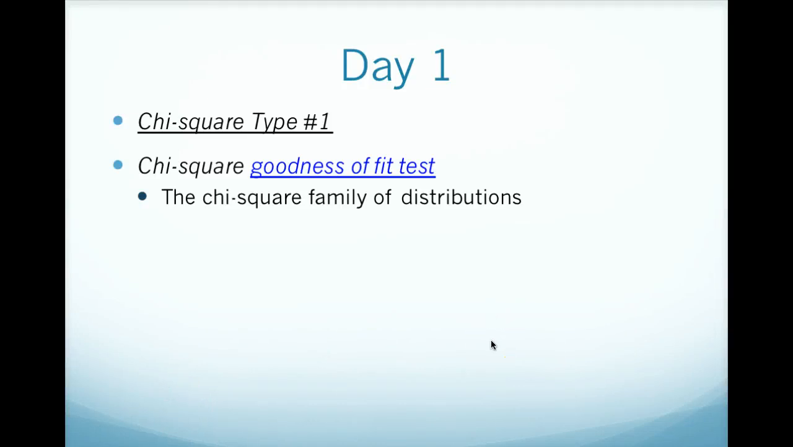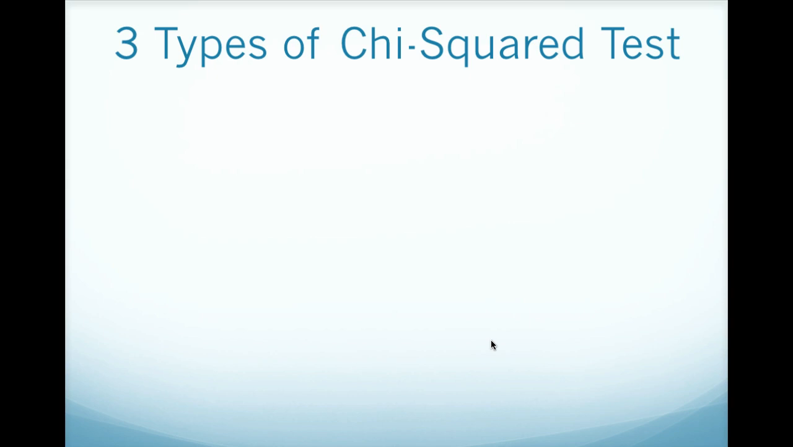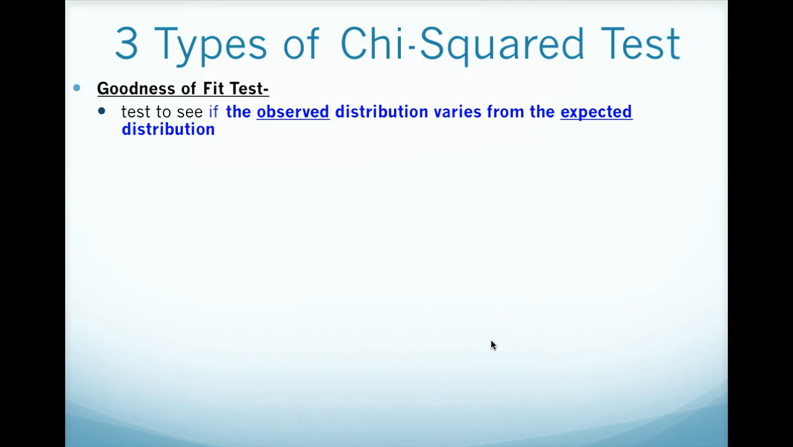Alright, so this video is going to help you with the first type of chi-squared test, which is called the goodness of fit test. And we're going to learn about three different types of chi-squared tests throughout this chapter, and this will be the first of the three.